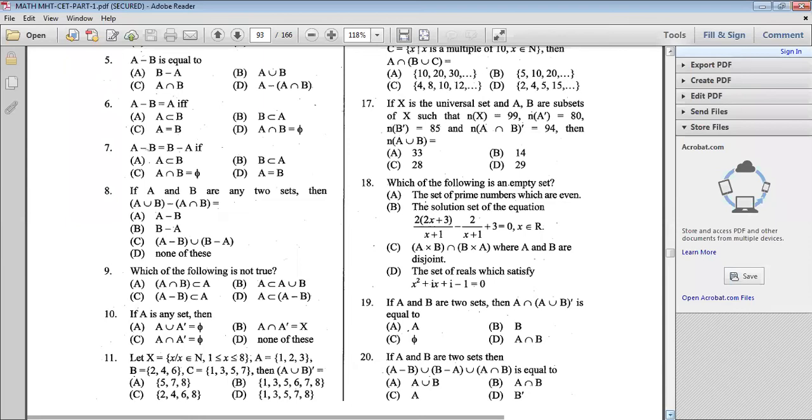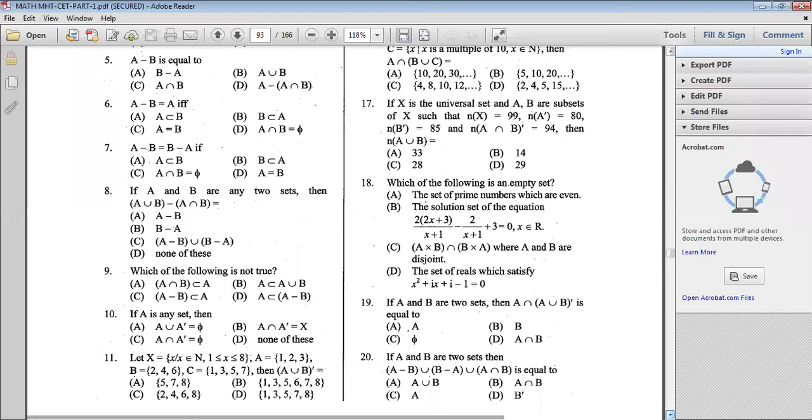No. Because A minus B is the subset of A, but A is not a subset of A minus B, right? Because A minus B is some part of A, and it stays inside A. So A is not the subset of A minus B. So the D option is not true, and that is the correct option.